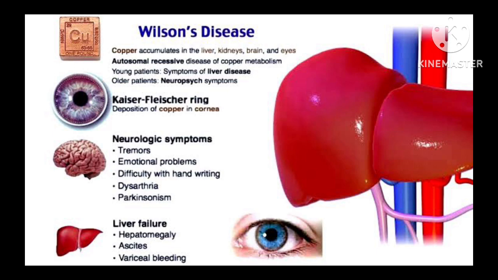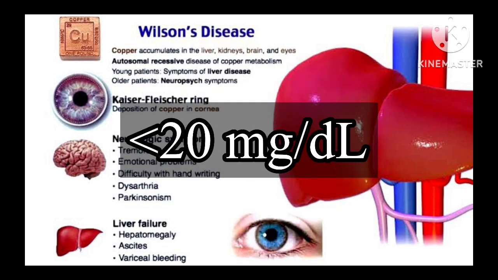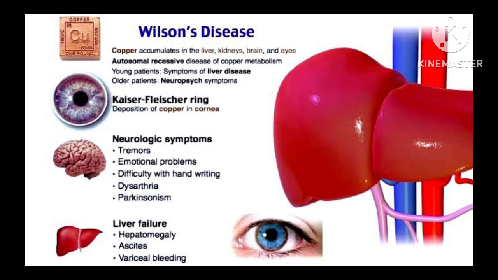If suspicion of Wilson disease is high, order a ceruloplasmin level. The result of this will be less than 20 milligrams per deciliter, while a normal ceruloplasmin level would be 20 milligrams to 40 milligrams per deciliter. These are the following clinical manifestations of Wilson's disease.